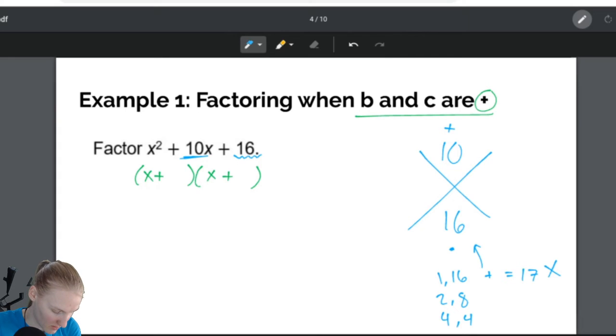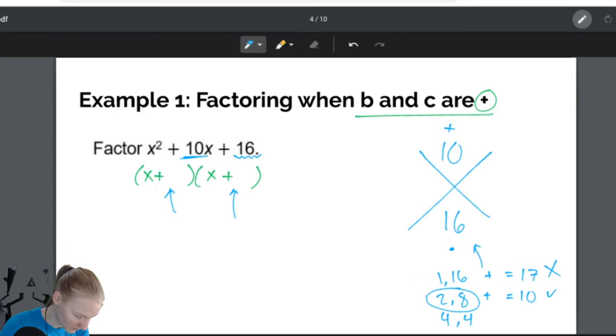If I add 2 and 8 together, I get 10, and oh, look at that, 10 is what I wanted. Fantastic. So, I know that the two numbers that go in here have to be 2 and 8. So x plus 2 and x plus 8.